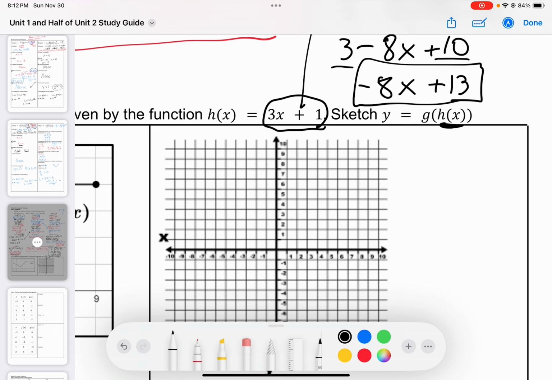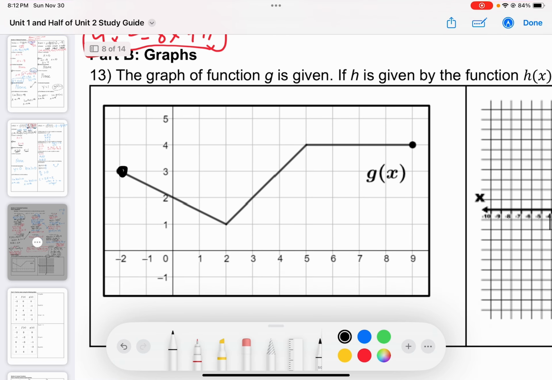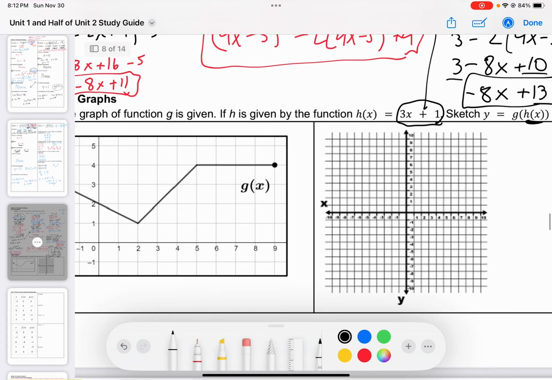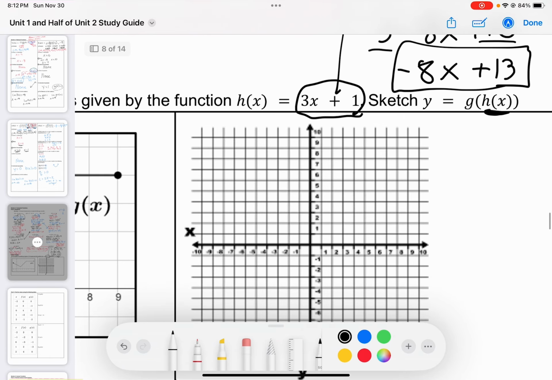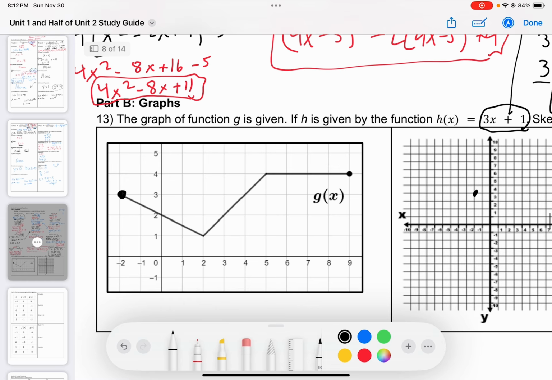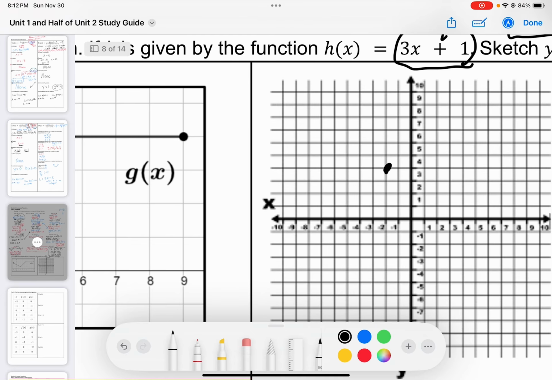So what we're really doing is multiplying all of these major points here by 3, and then adding 1. So I have this point here, negative 2, comma 3. I'm just going to move this over. So I'm going to put the g of x over here for a second. 1, comma 2. Sorry, 2, comma 1.